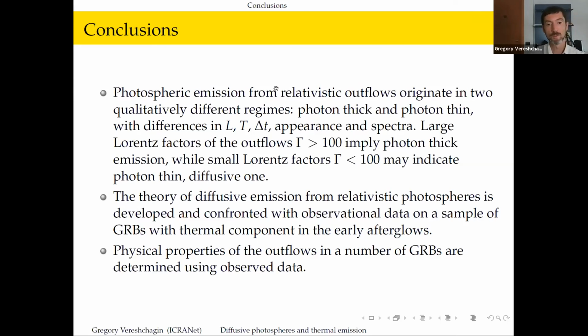Yes, so considering that in this model of the finite flow we have basically two different regimes, we can interpret a photospheric emission with large Lorentz factor as the one explained by the traditional photospheric emission of the photon peak emission, or basically steady wind kind of emission. Instead, a relatively small Lorentz factor inferred from the observation could indicate a different physical origin of the emission, namely a diffusive one.